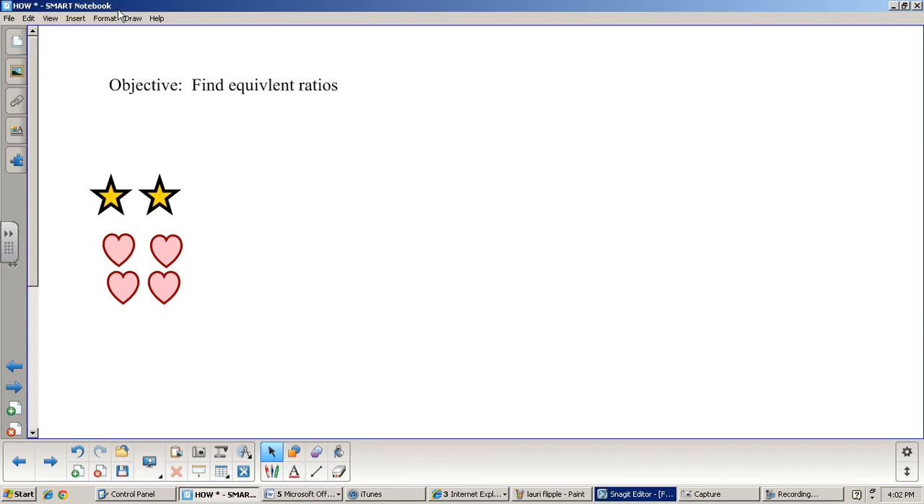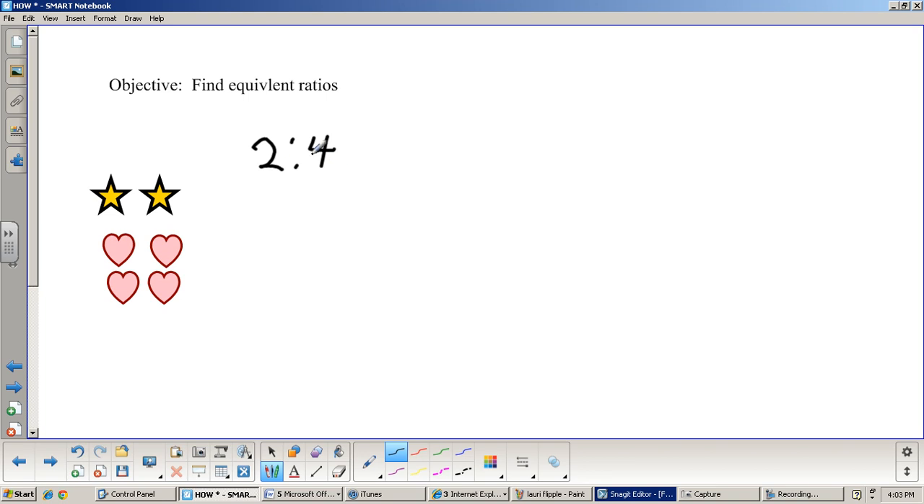Today we're learning how to find equivalent ratios. So here I have on the screen 2 stars and 4 hearts. So if I'm going to write that as a ratio, I would write that as a stars to hearts ratio of 2 to 4.